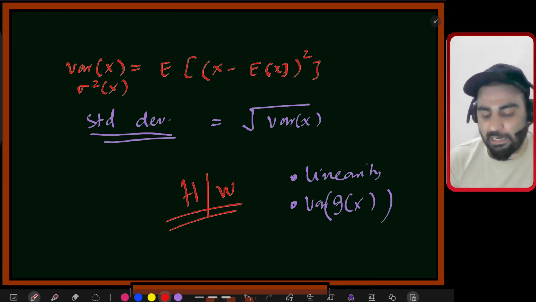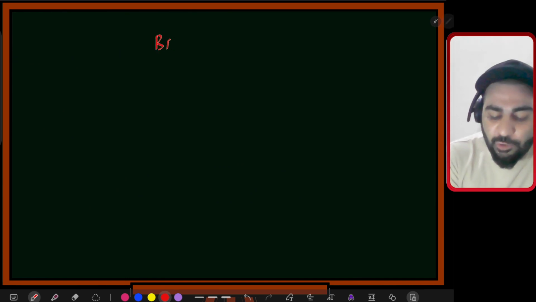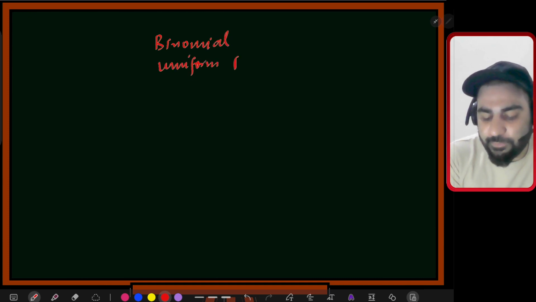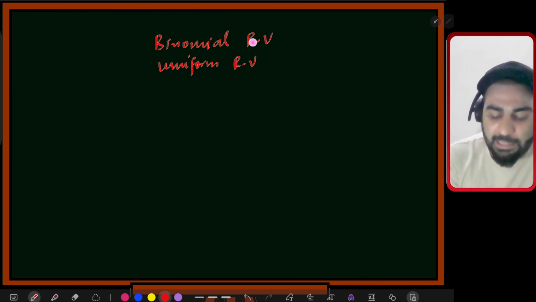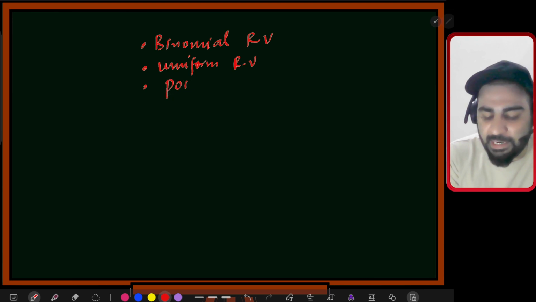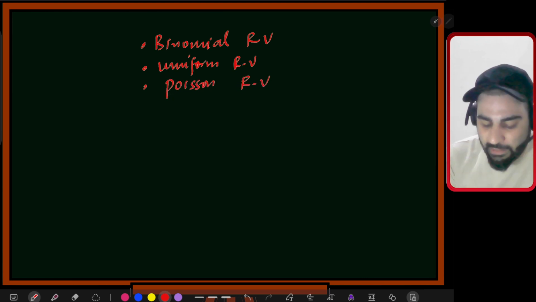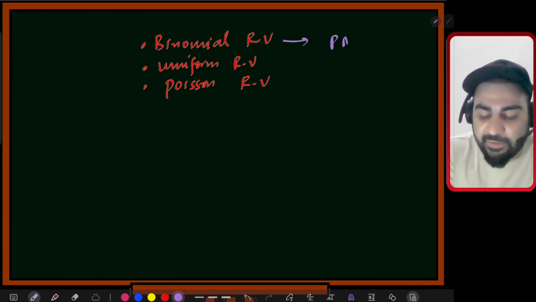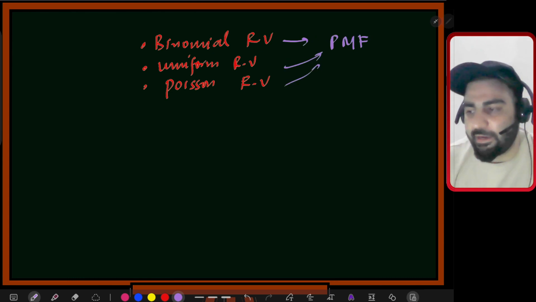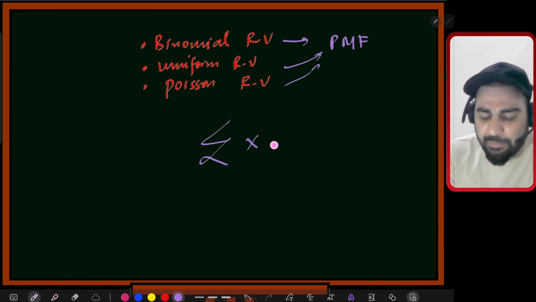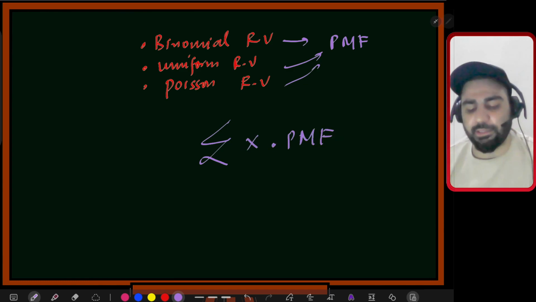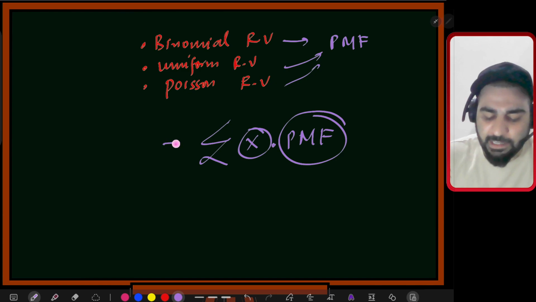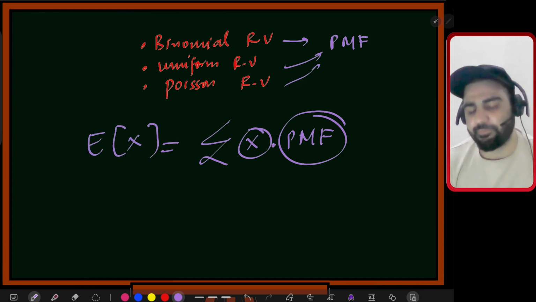And the second homework I would give you. Now you saw different random variables. You saw the binomial random variable, you saw the uniform random variable, and the Poisson random variable. For each of these random variables, the PMF, the probability mass function, was defined. Then the expectation was directly: take this x and multiply it with the PMF. That's the whole thing. PMF multiplied by x, and this is how you compute the expectation. Now you have the formula.